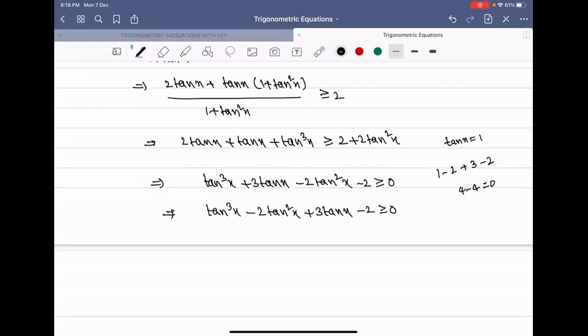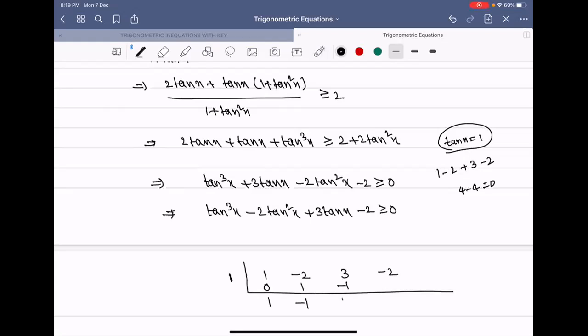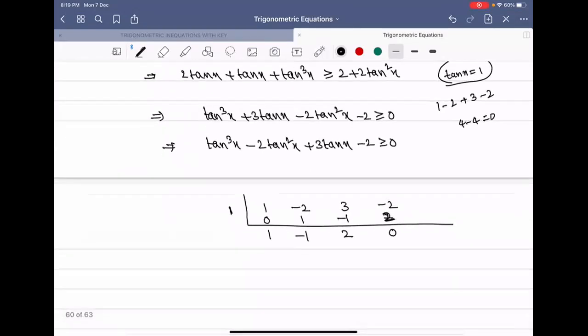Now, tan x equal to 1 is a root, means tan x minus 1 is a factor or not? Yes, sir. Now we will do Horner's method. Here 1, minus 2, 3, minus 2. Now tan x equal to 1 is the one factor already we found. 1, 0, 1, 1, minus 1. Here minus 1, 2, plus 2. Therefore 0.